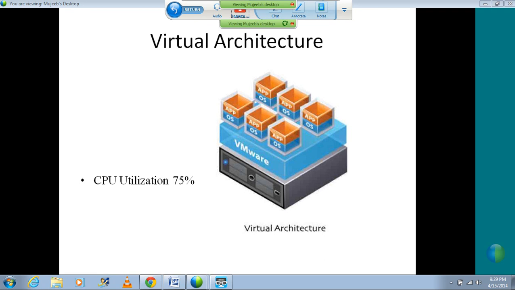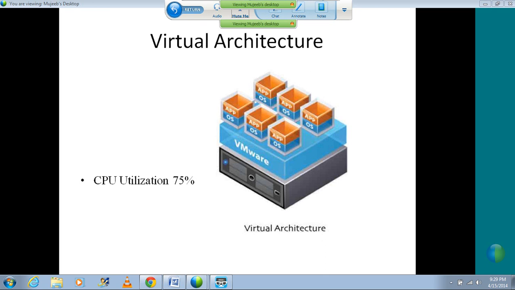Now, why are companies implementing virtualization? Why are they implementing virtualization in each and every IT infrastructure? Guys, why are the companies implementing virtualization? What do you think? To save resources.